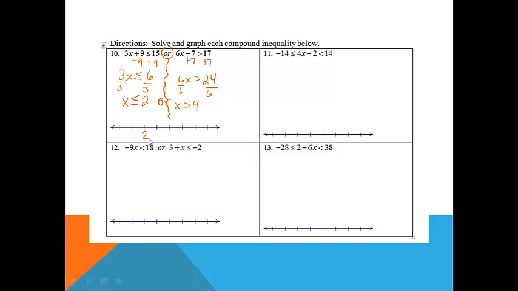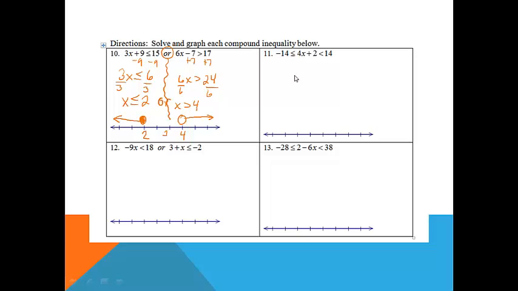So I'm going to start with 2 on my number line and 4, and I do have to have a third number on my number line, so I'll put 3 there. Less than or equal to 2 would be a closed circle at 2, headed to the left, and greater than 4 would be an open circle at 4, headed to the right.